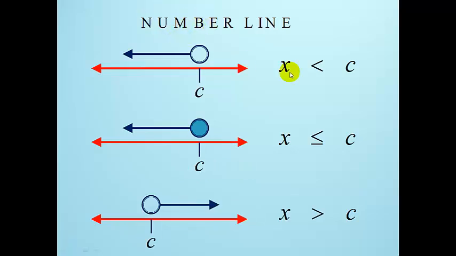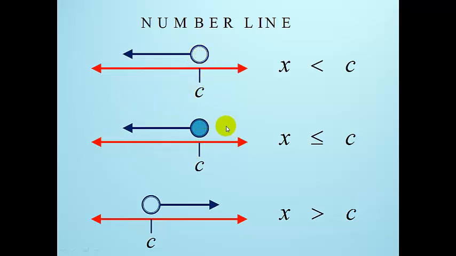Now let's consider the number line. Considering the inequality x is less than c, that means that values of x less than c are on the left of c. Take note, we use a circle to represent the number c on the number line. So x less than c means that the values of x less than c are on the left. That is why the arrow is pointing to the left. Take note that the circle is not shaded. You understand why it's not shaded.